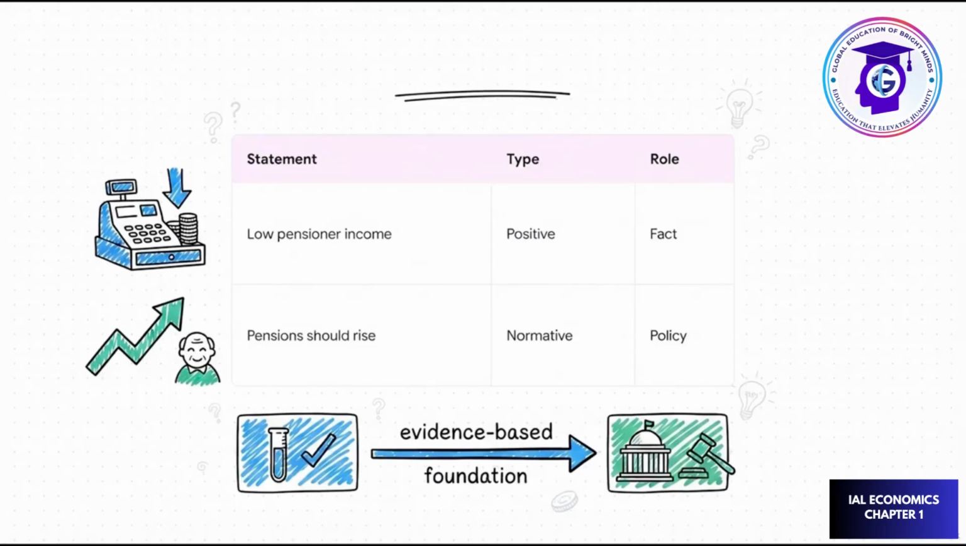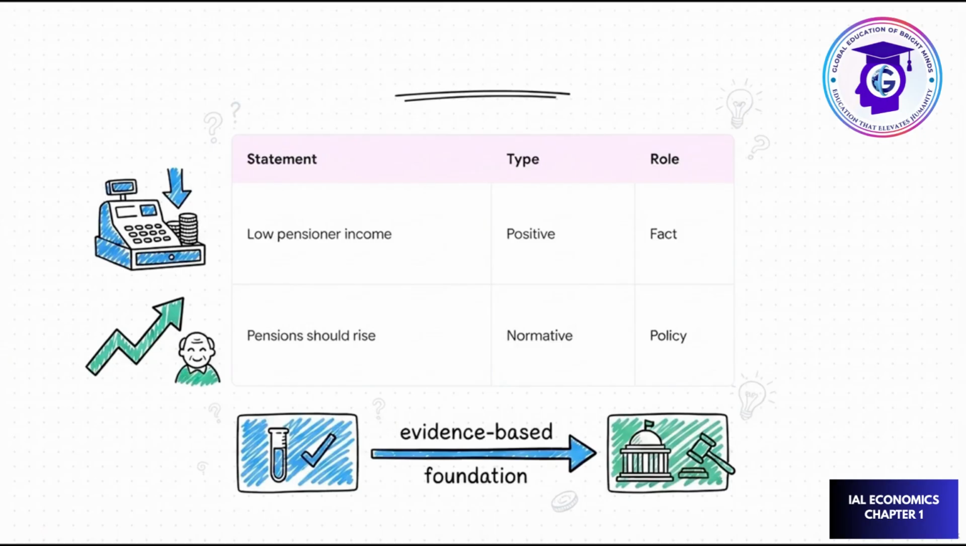Statement 1 is positive. You can easily go check the unemployment data to see if that's true or false. Statement 2 is normative. It has that subjective trigger word, should. Statement 3 is positive. Even though it says may, it is still a claim you can test using evidence. And Statement 4 is normative. It's a value judgment about what's fair for the wealthy.